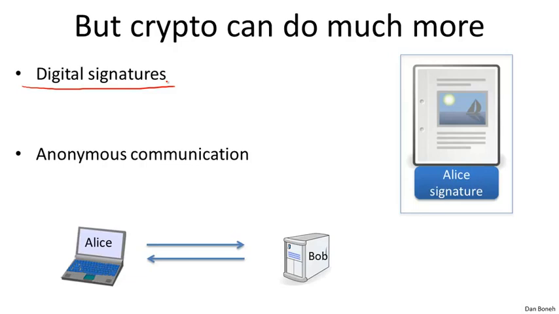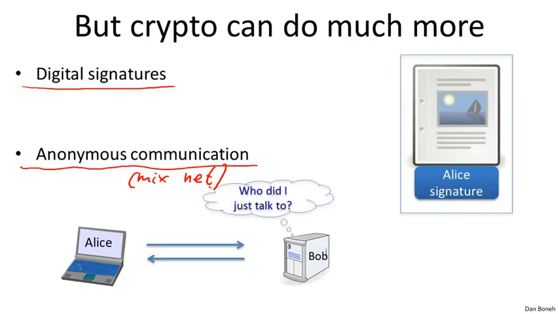Another application of cryptography that I wanted to mention is anonymous communication. Here, imagine user Alice wants to talk to some chat server Bob. And perhaps she wants to talk about a medical condition, and so she wants to do that anonymously so that the chat server doesn't actually know who she is. Well, there's a standard method called a mixnet that allows Alice to communicate over the public internet with Bob through a sequence of proxies, such that at the end of the communication, Bob has no idea who it just talked to.